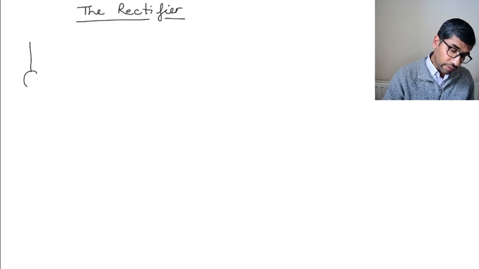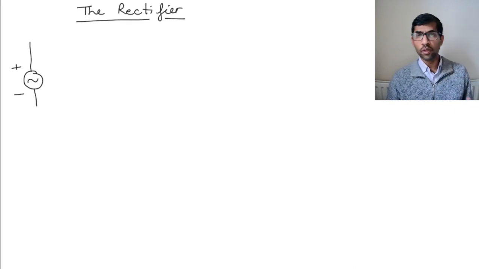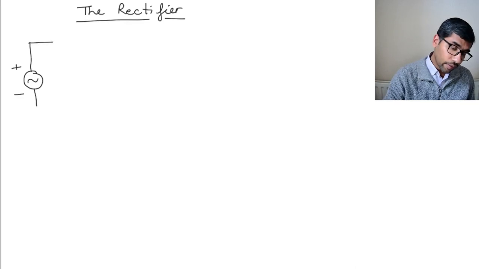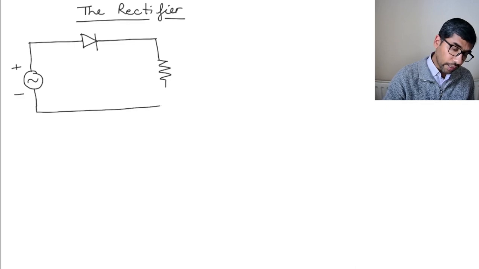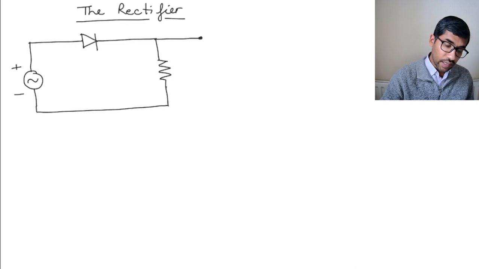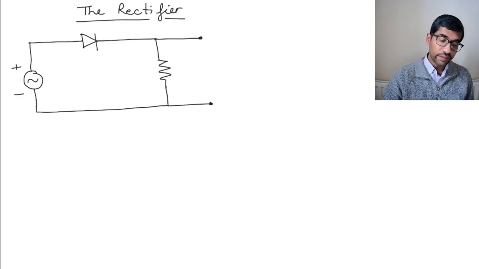So the rectifier has an input which is usually an AC input. You know what an AC input means, right? It's basically a sine wave input or something like that. And then you have a diode here, and the diode is connected in series with a resistor which is connected back to the power supply. And what we usually do is we take the output of this circuit across the resistor.